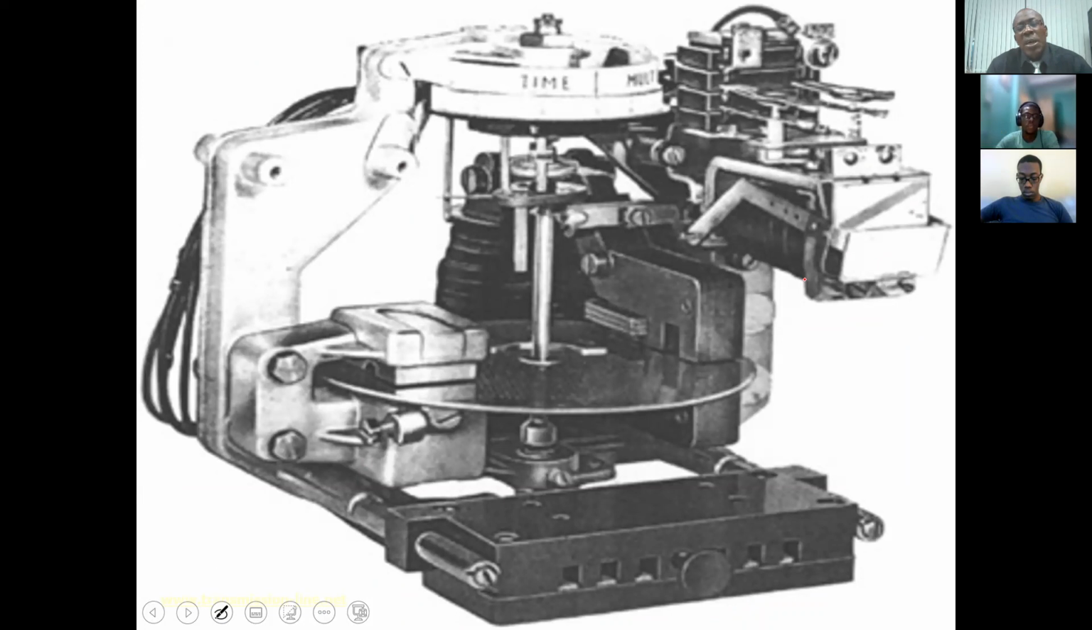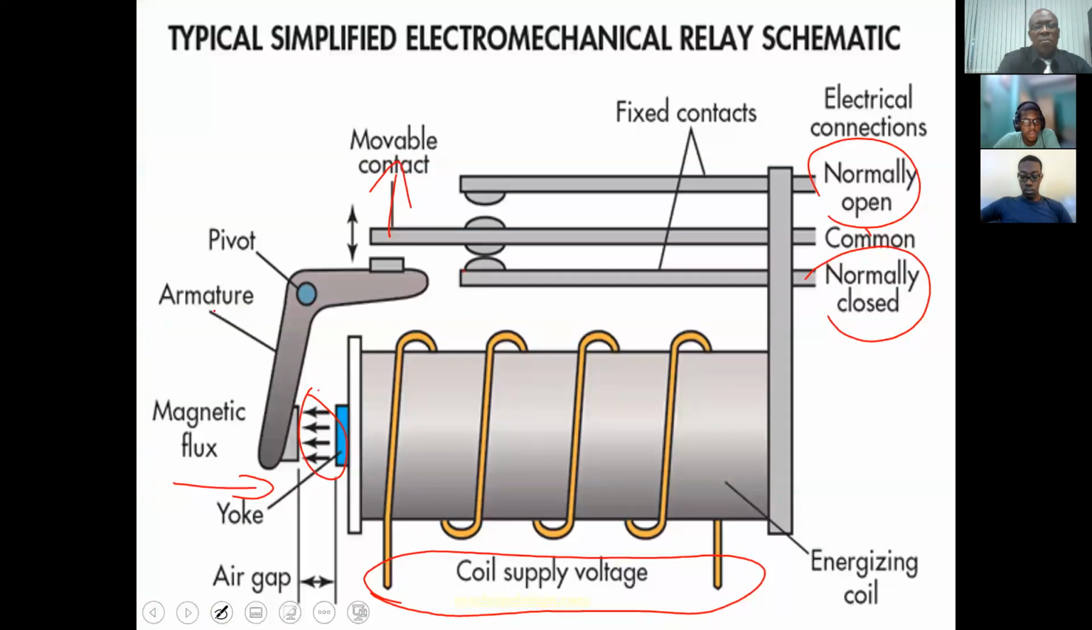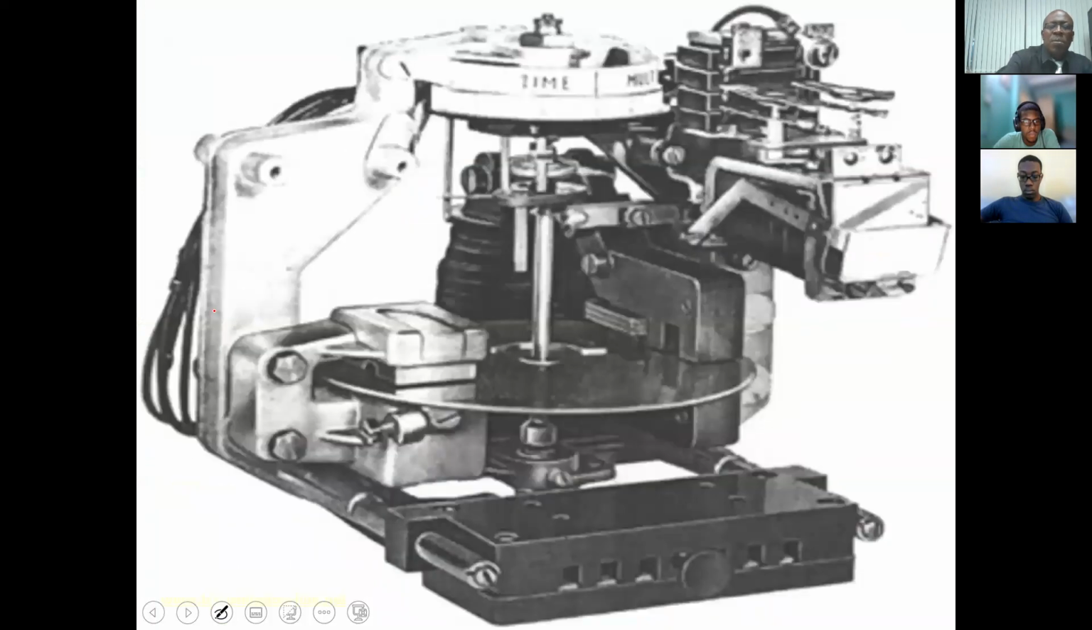Here we have electromechanical, which shows a rotating disc. This was with your attracted armature. The next one would be your disc, where the technology is similar to the watt hour meter, the old watt hour meter that we may be familiar with.